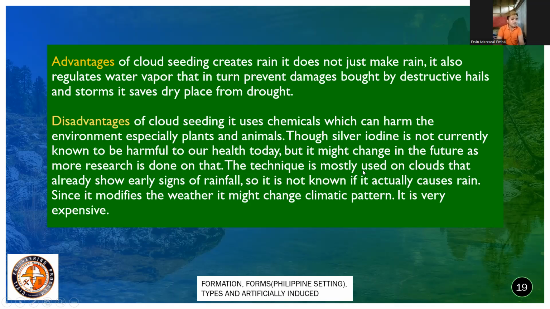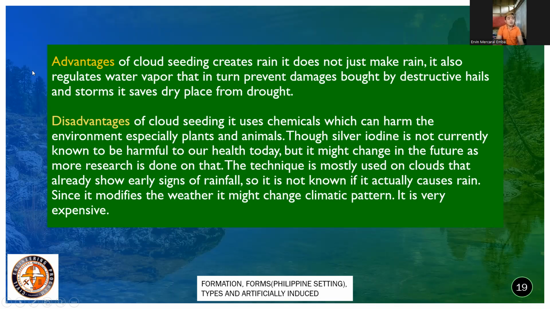The technique is mostly used on clouds that already show early signs of rainfall, so it is not known if it actually causes the rain. Since it modifies the weather, it might change the climatic pattern. It is very expensive.